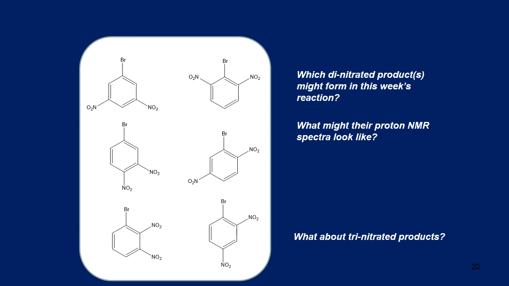When you're done with that, you might even want to consider trinitrated products and see how many different isomers there are and whether or not you could distinguish them using NMR spectroscopy. Here's a spoiler alert. We won't be making any trinitrated bromobenzene products because the Navy uses that material as underwater explosive ordnance. So naturally, we're not going to give you a reaction that would produce that. Nonetheless, it's worth thinking about. If a trinitrated product formed, how would you distinguish it?